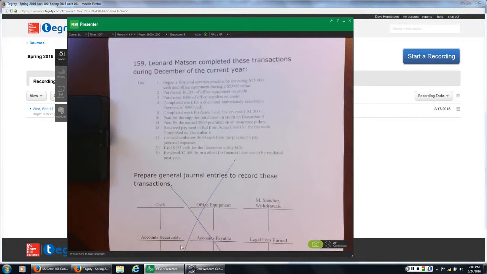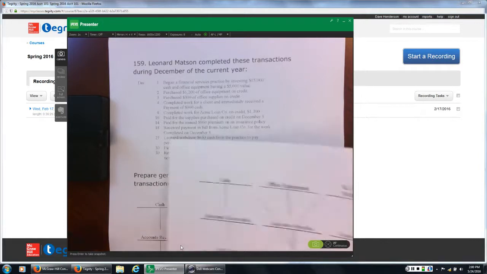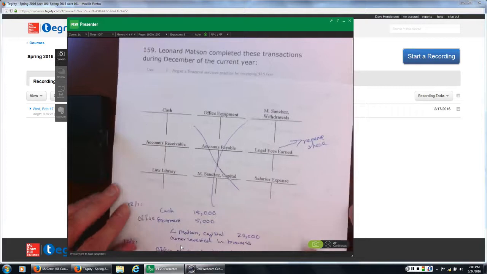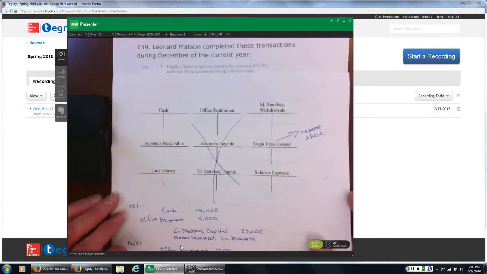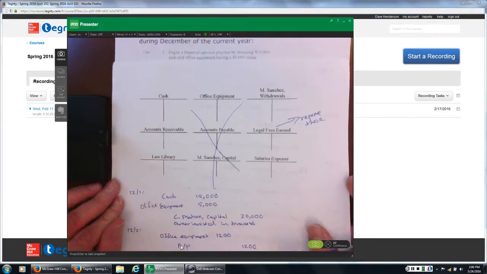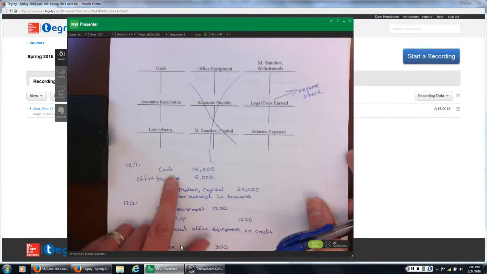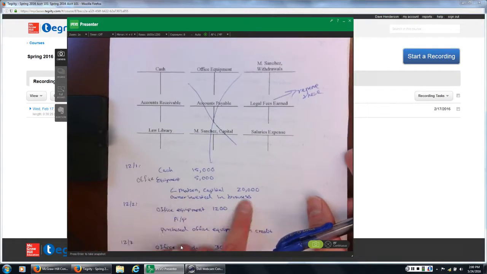Welcome back. Let's go ahead and take a look to see how you did. So the first one says, began a financial services practice by investing $15,000 cash in office equipment of $5,000: debit to cash, debit to office equipment, credit to L. Matson Capital $20,000.